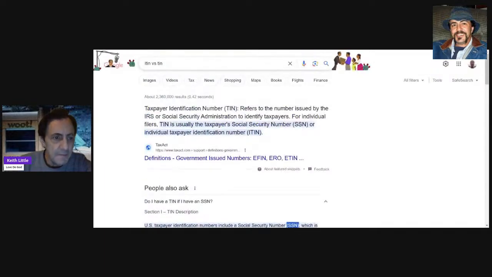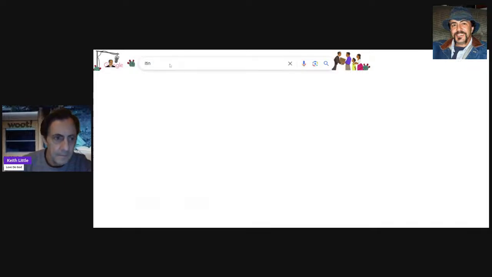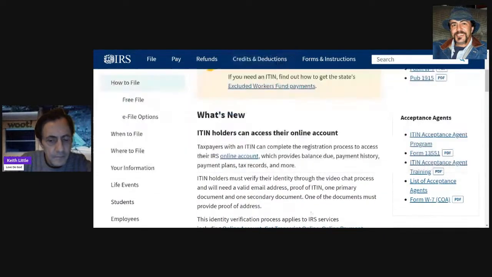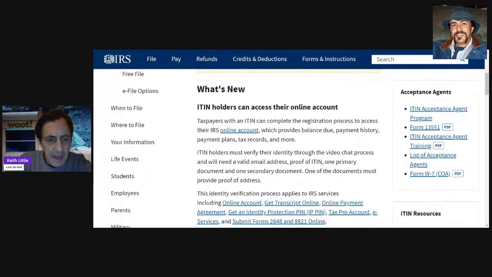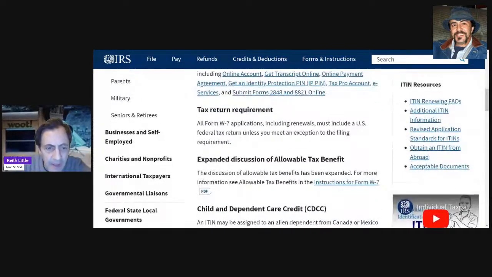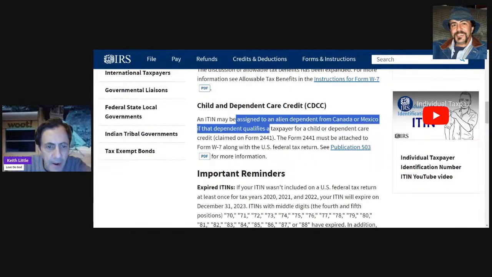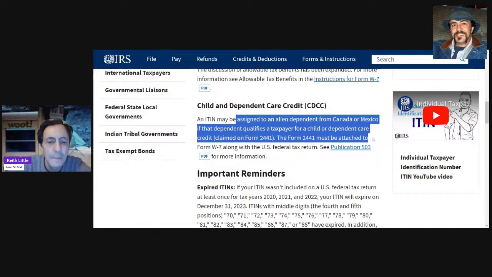The ITIN, individual taxpayer identification number. Taxpayers with an ITIN can complete the registration process to access their IRS account. It doesn't want to tell us here, but the ITIN is for residents and may be assigned to an alien dependent from Canada or Mexico, if that dependent qualifies a taxpayer for a child or dependent care credit.